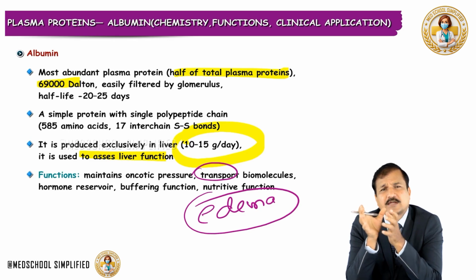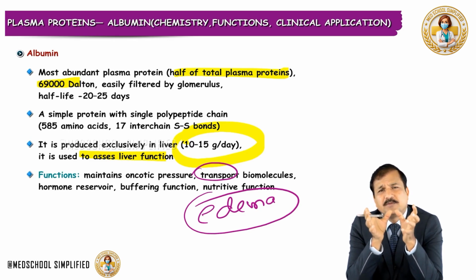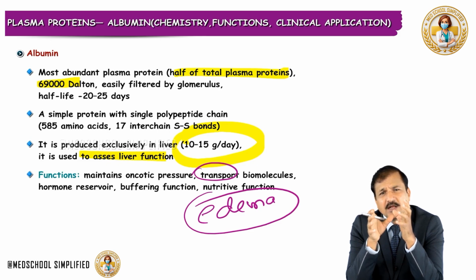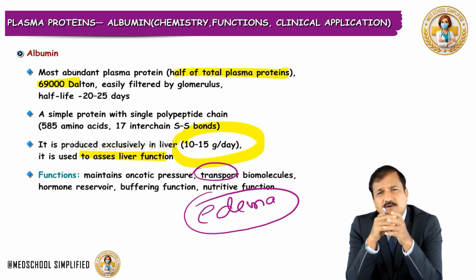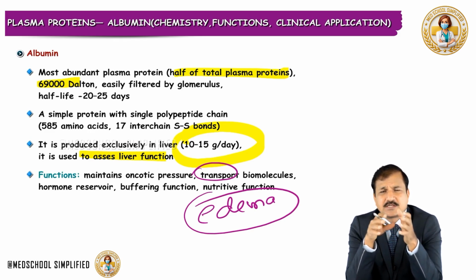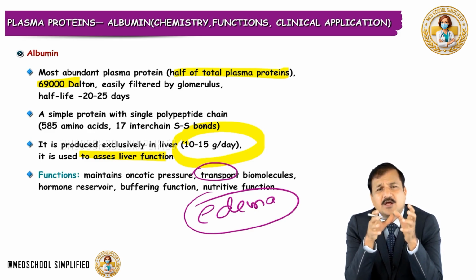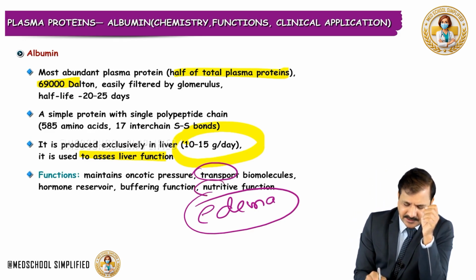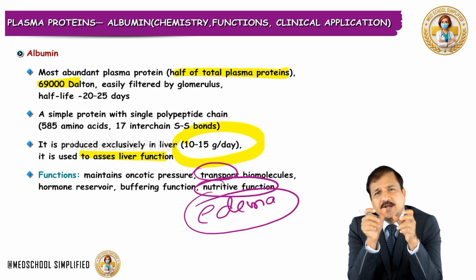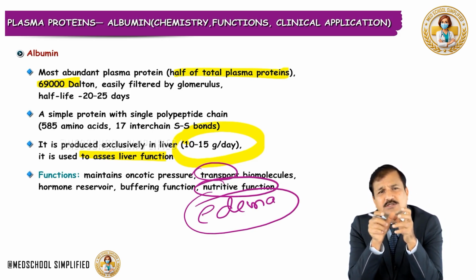Also, albumin acts as a buffer in the blood, because it contributes the maximum buffering capacity in the blood compared to other plasma proteins, about 15% of the total buffering capacity of the blood, largely because of certain amino acids in albumin like histidine, which has that buffering capacity. And also albumin has a nutritive function. That means the degradation of albumin is an important source of some of the essential amino acids during malnutrition.